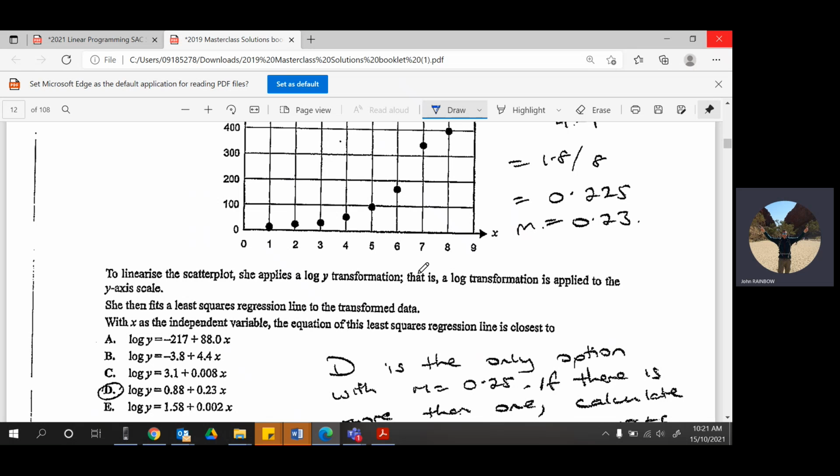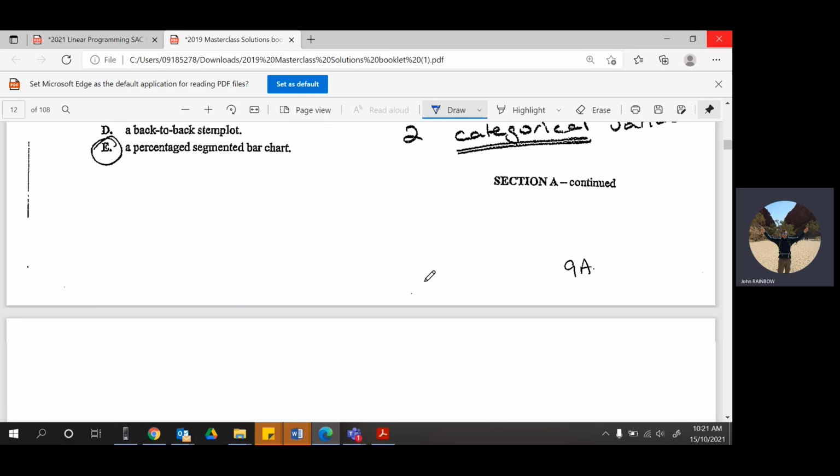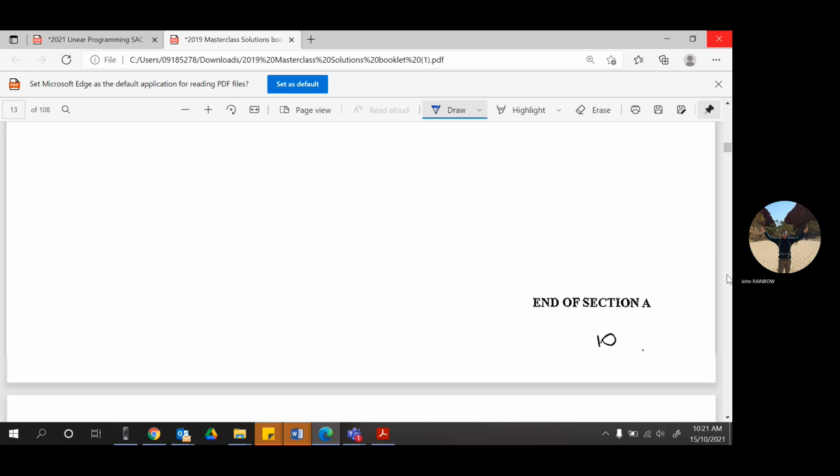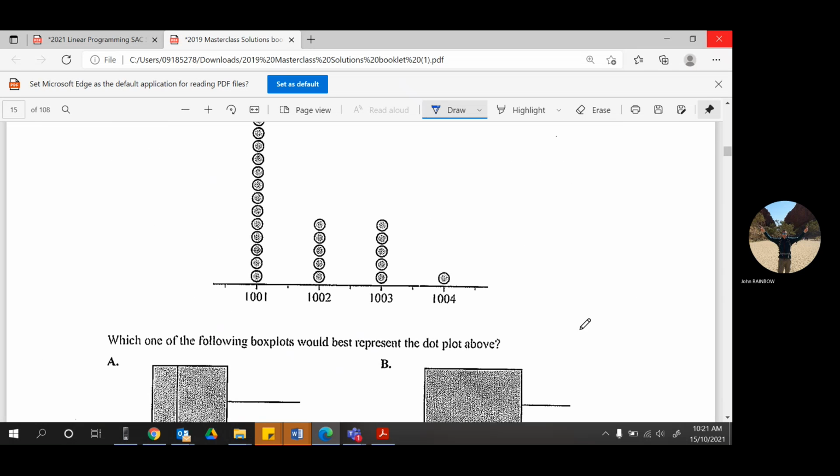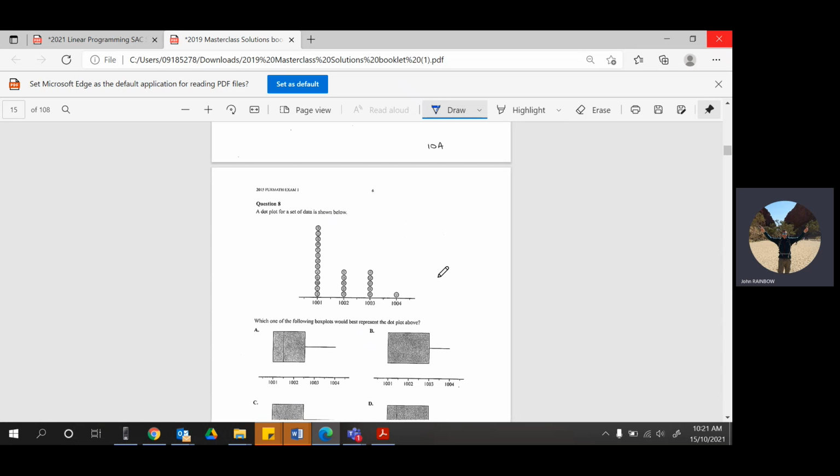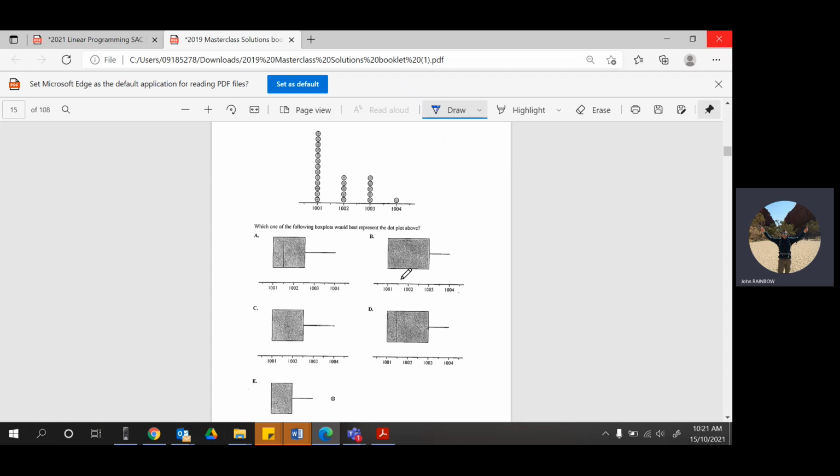Next page I'm going to take you to is page 11, and we're going to have a look at question 8. You might recall this one, okay? Which one of the following dot plots above would best do this?